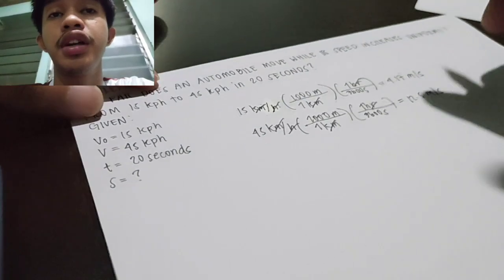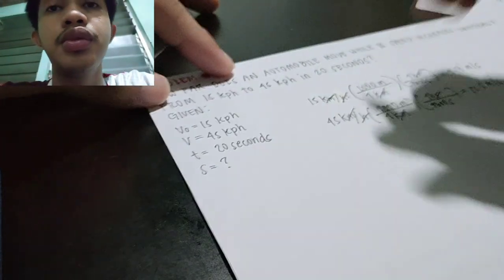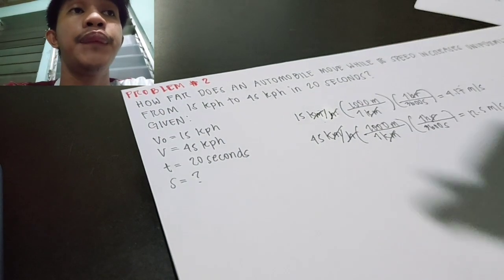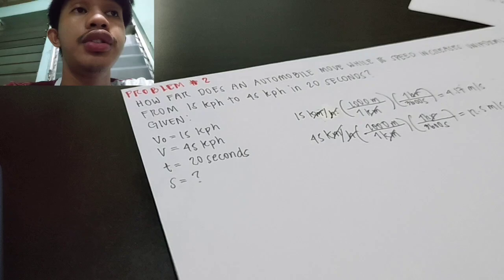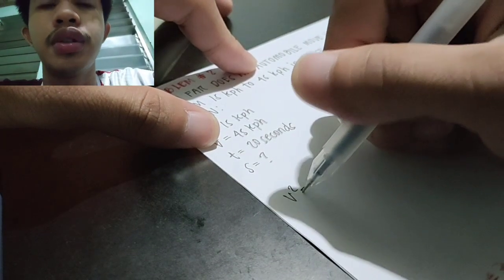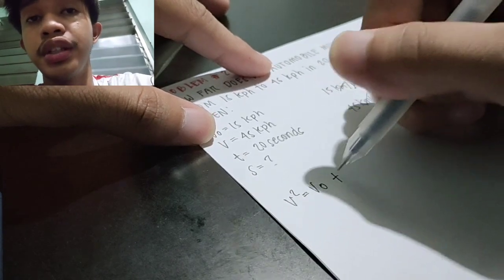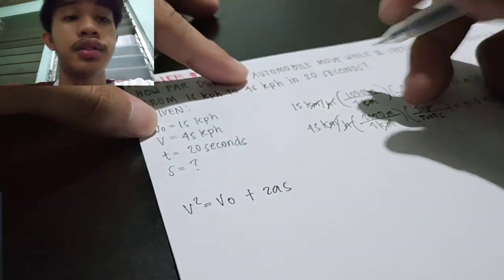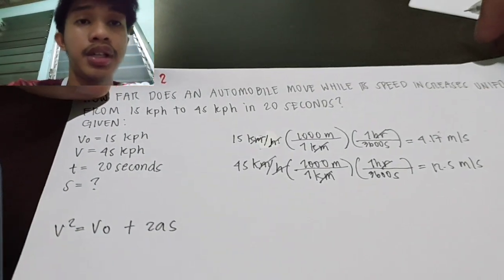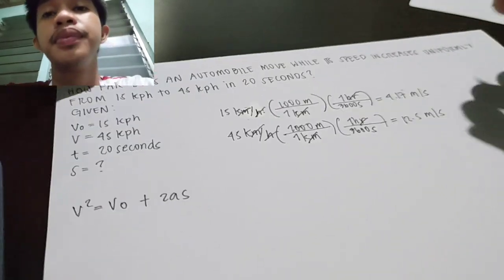or the distance traveled or displacement. Since we are given the initial velocity and the final velocity, we can use the third formula or equation, which is v squared is equal to v0 squared plus 2AS. But you can notice that in the problem, the acceleration is not given. So we're going to solve for the acceleration first.